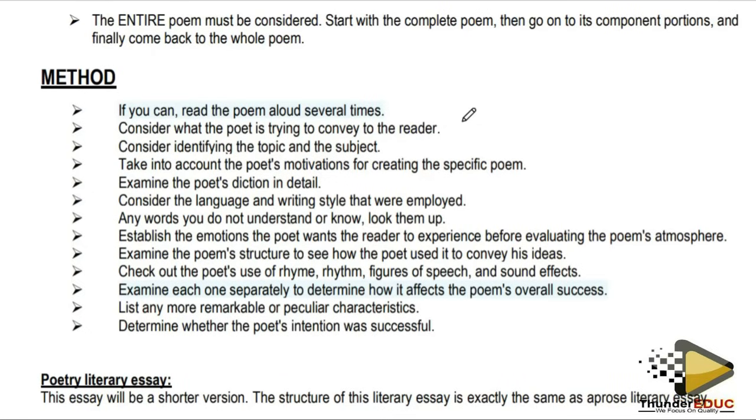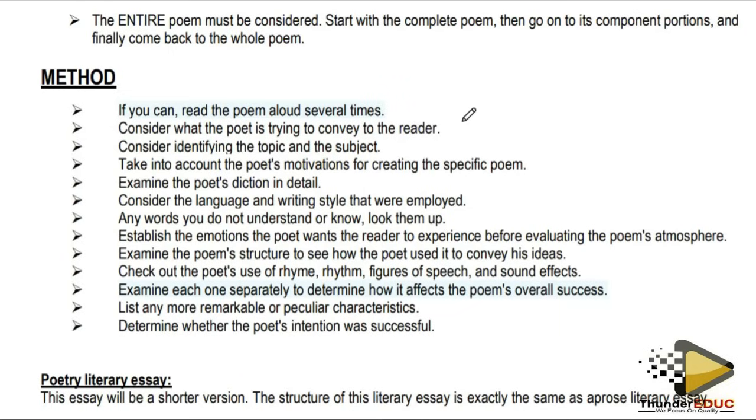Did he inform us properly? Did he convince us properly? Did he narrate to us properly? So that's what we mean by whether his intention was successful. So this is what we need to try and go through before we can go to our poem number 1, poem number 2, until we get to number 12.